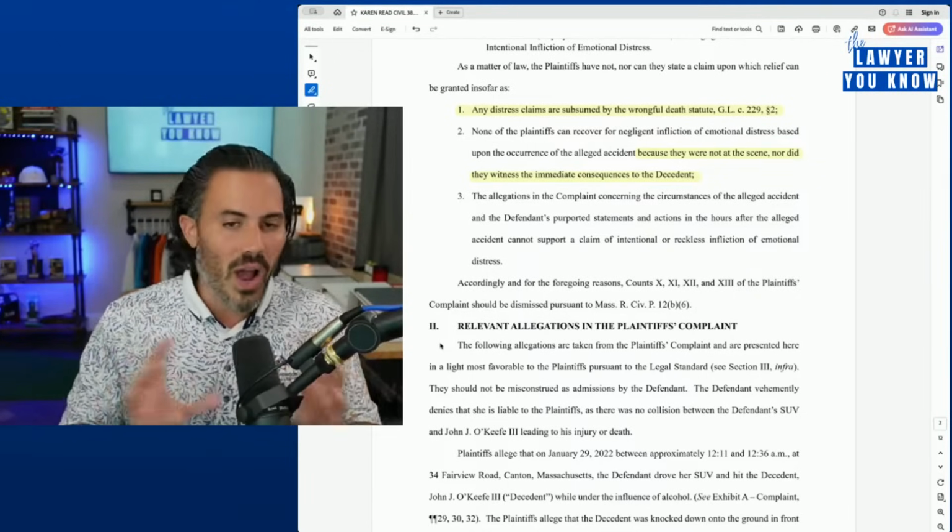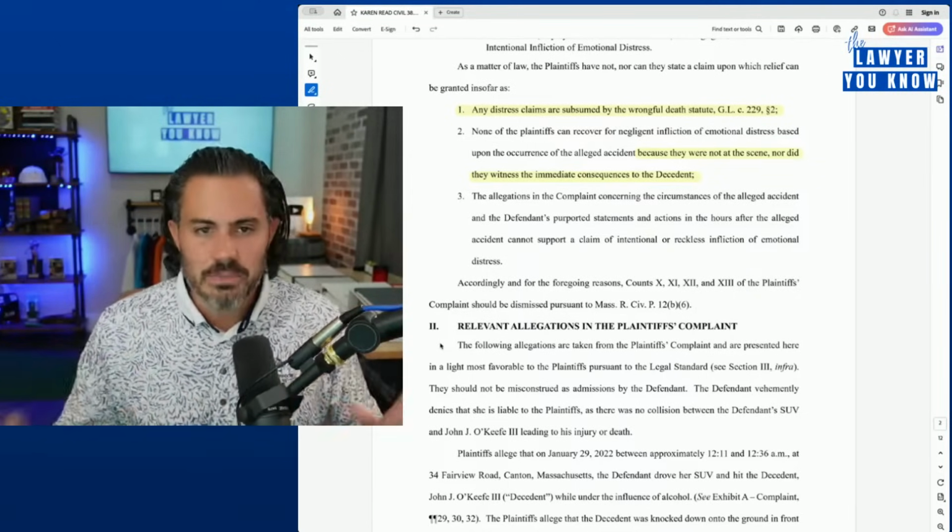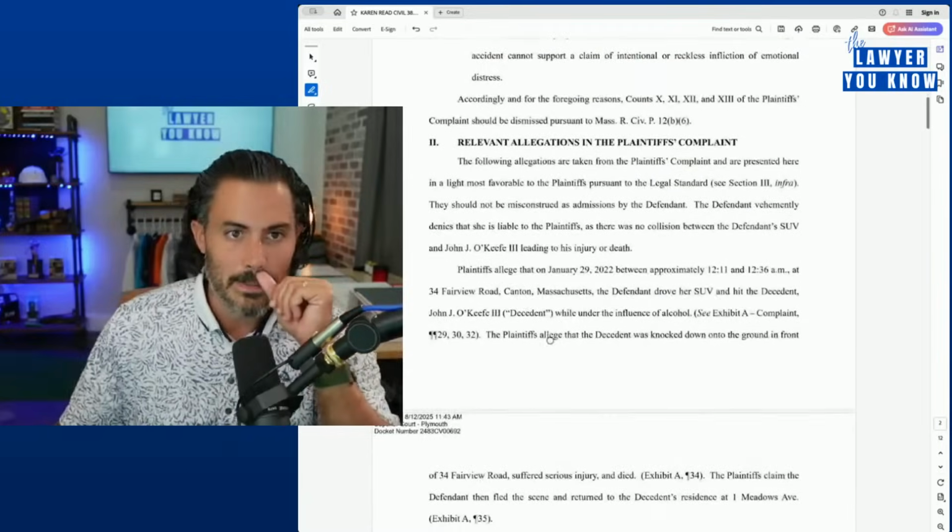So that's why they're not going to make those arguments. And if they do, they're not going to be successful at this stage of the case. All right, here we go.